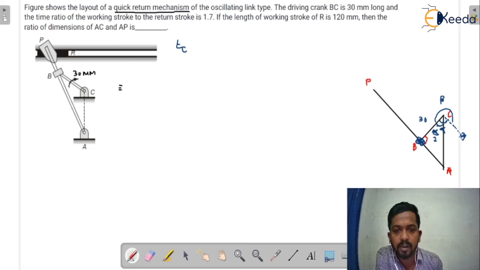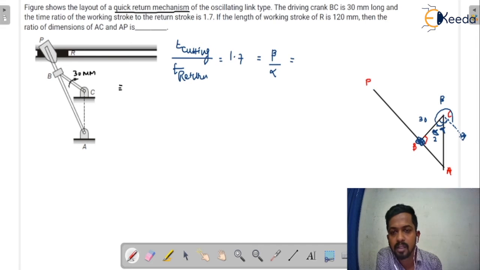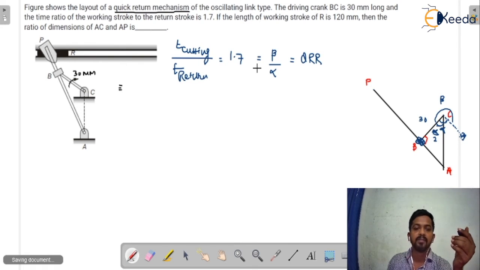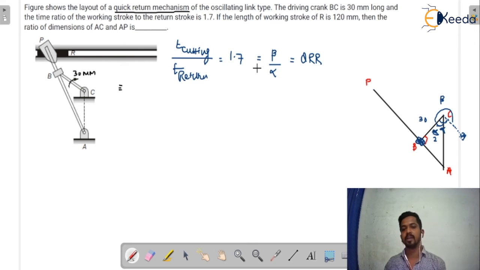The time ratio is given: time for cutting to time for return is 1.7, and we know that this is equal to beta upon alpha, which is also known as the quick return ratio. We know that the quick return ratio is always greater than 1, and here it is 1.7. If in the question the QRR is given as less than 1, suppose QRR is given as 0.5, you just have to take the inverse of 0.5 in order to get a value greater than 1, because QRR is always greater than 1.